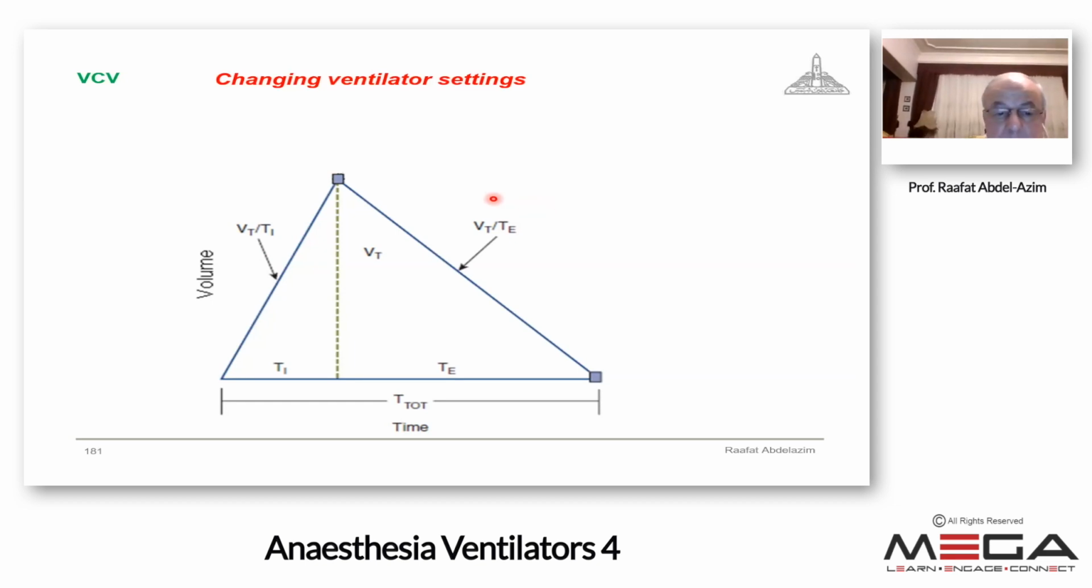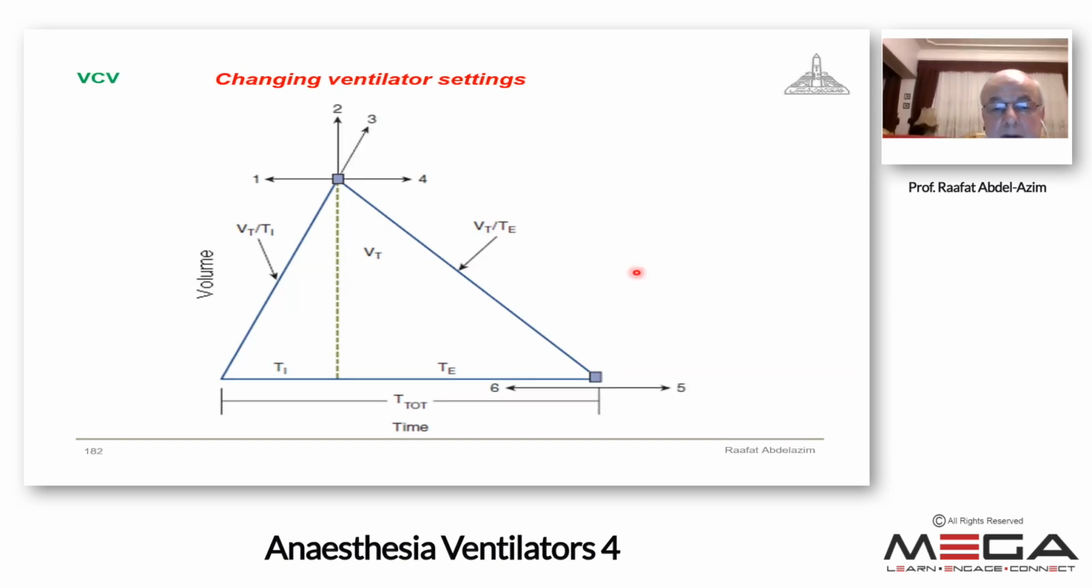This is the volume time curve. This is the inspiratory time from this point to this point, and the expiratory time from this point to this point. The maximum here is the tidal volume, and this line represents the inspiration, and the flow represented by this slope is the tidal volume divided by inspiratory time, and the expiratory flow rate is the tidal volume divided by expiratory time from this point to this point.